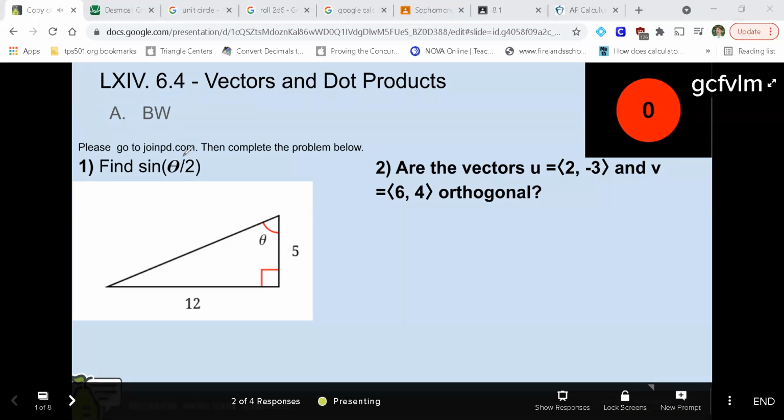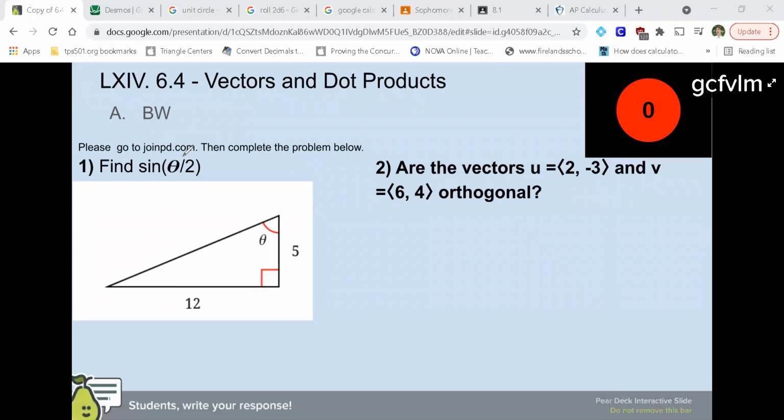Okay, key part for number one here is to write that formula from your notes for 5.5. It's a half angle. Angle divided by 2. So it is plus or minus the square root of 1 minus the cosine of your angle all over 2. So to find this out, the only thing we really need is what is cosine for this angle.